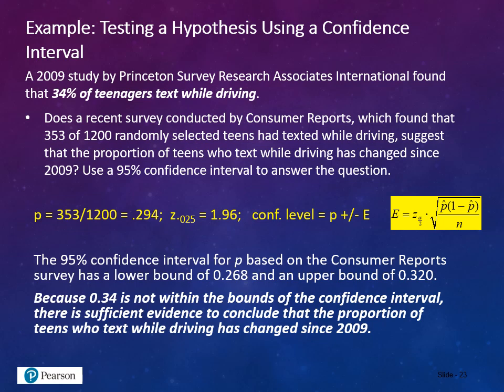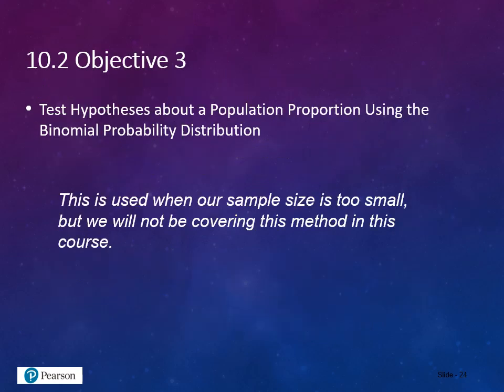confidence interval. Okay. Our third objective in 10.2 is to test hypotheses about a population proportion using the binomial probability distribution, and this is used when our sample size is too small, and so it doesn't pass those parameters of the formula that has to be greater than or equal to 10. We're not going to be covering this method in this course, but this is typically used for really small sample sizes. If you do become a statistician, I'm sure you'll see this again. But I did want to point out that this objective focuses on those smaller sample sizes so that we could still test a hypothesis.